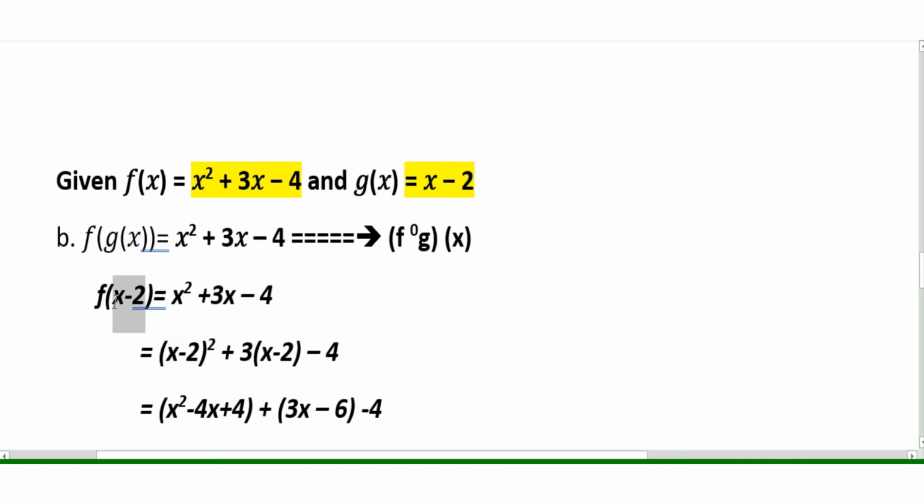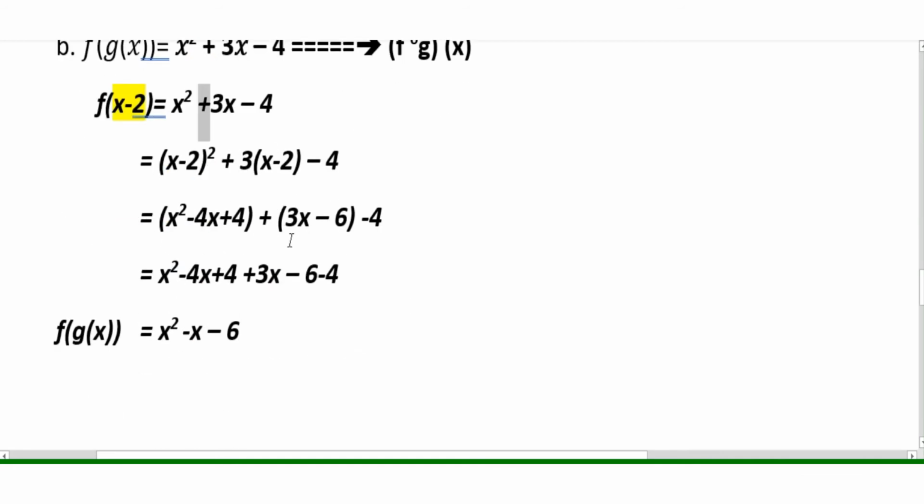Ito po yun. Okay? Lagyan lang po natin ng parenthesis. Tapos, plus, ito po yung plus 3x. So, 3 times x minus 2 na naman. Ito na naman. Okay? Kasi x na naman siya ulit, no? Tapos minus 4. And then, we simplify and perform the operations that is needed. Square. Ito po yung kanyang sagot.